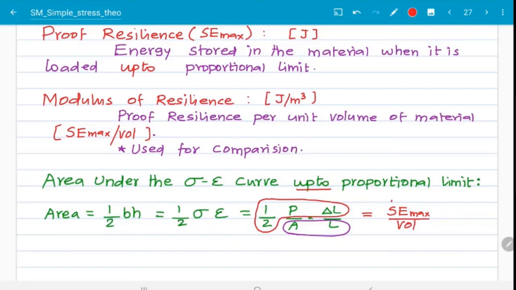So what is the name we have given for maximum strain energy per unit volume of material? Modulus of resilience. Okay, right. So this is the answer. Area under the stress strain curve up to proportional limit is equal to modulus of resilience.